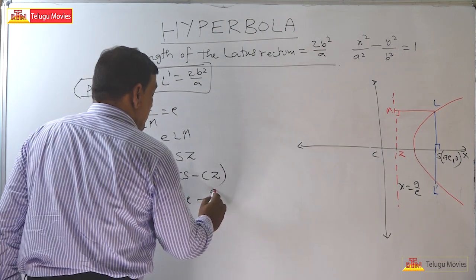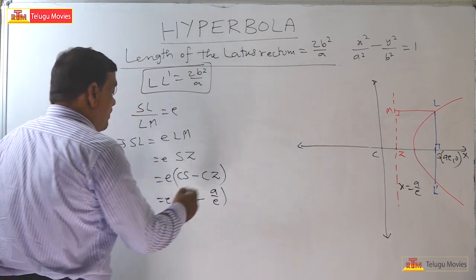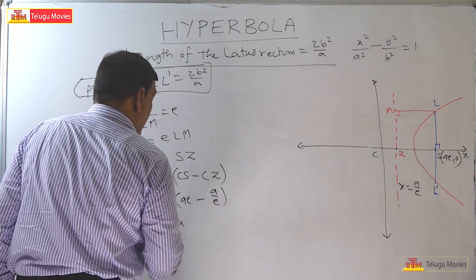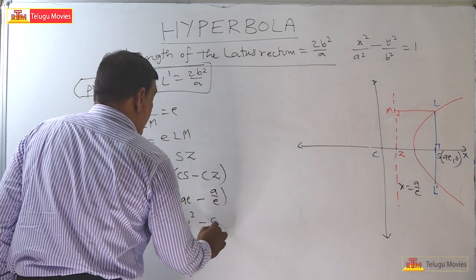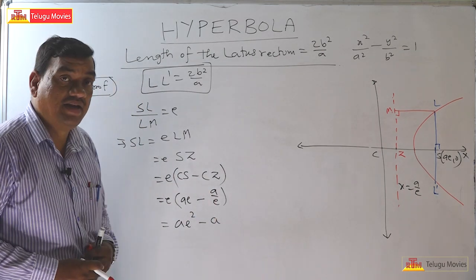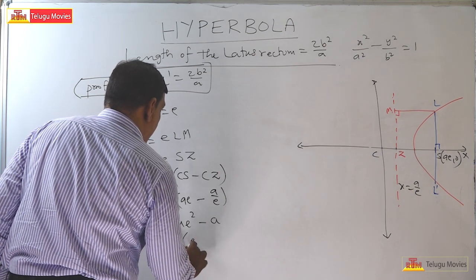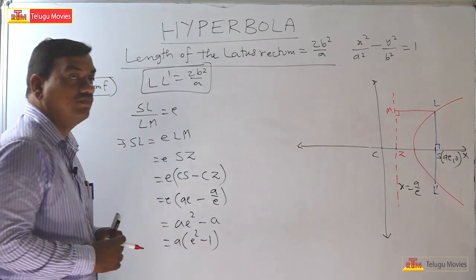So this is nothing but a by e. Now you multiply inside with the e. So what you will get? a e square minus a. Take a common outside. So if you take a common outside, e square minus 1.